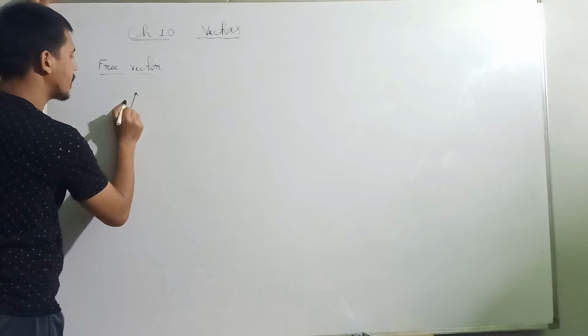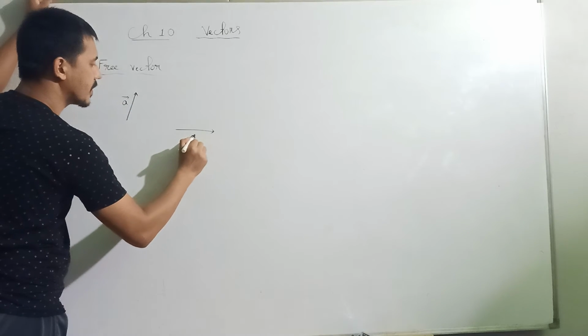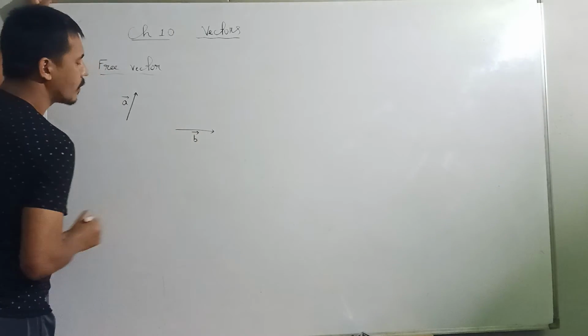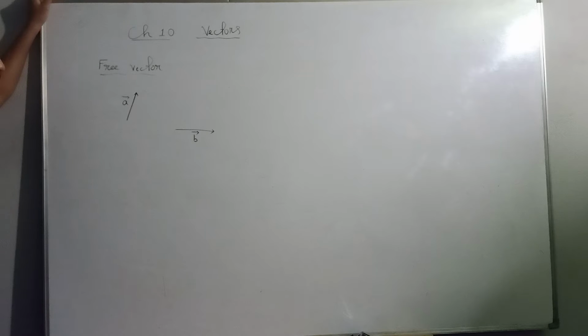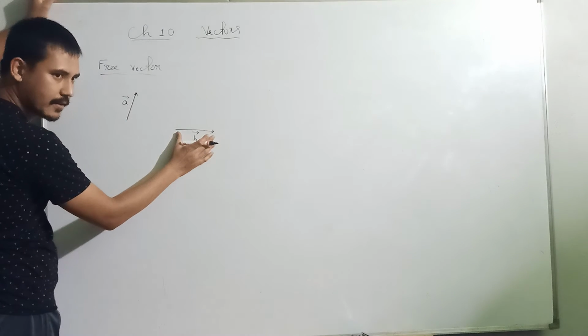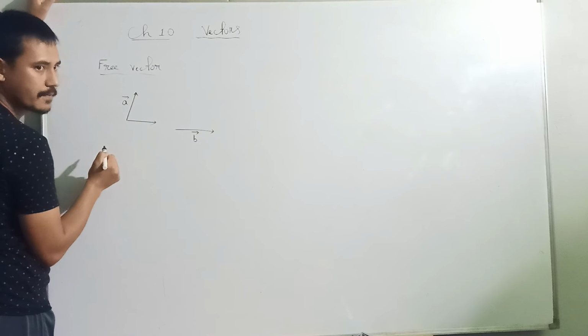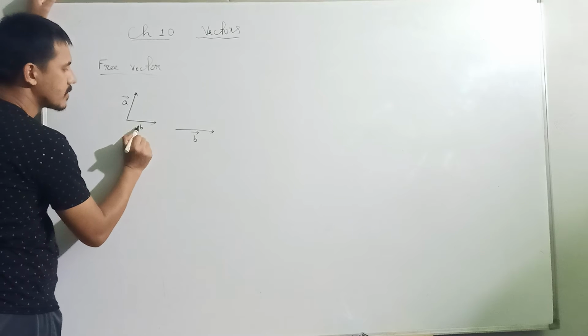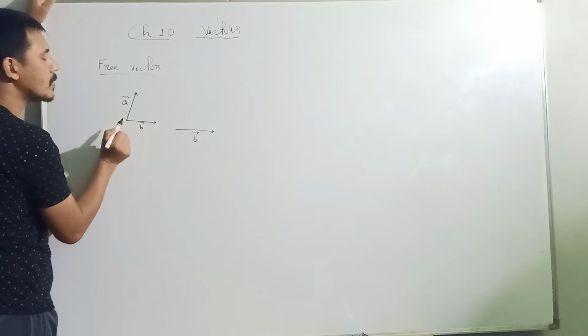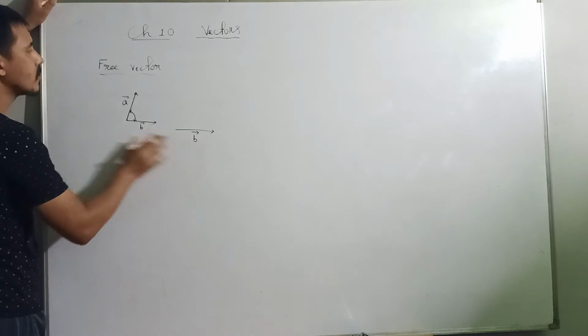Suppose this is your vector A. There is another vector B here. I want to measure the angle between the two vectors A and B. What do you have to do? I can shift this vector to this position, so that if two vectors are joined tail to tail, I can measure the angle between them. Those vectors are known as free vectors.